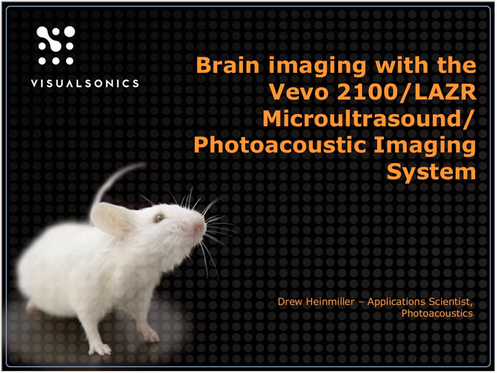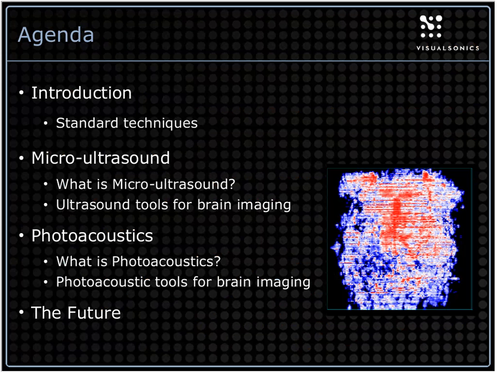Thanks very much, Meena, and thanks everyone for joining today. As Meena described, I'm going to be talking a lot today about brain imaging and how we do brain imaging with the photoacoustic and micro-ultrasound system. As a general agenda, we're just going to start with an introduction to standard brain imaging techniques, then move on to micro-ultrasound, what is it and what are some of the tools we can use for brain imaging, then on to photoacoustics, what is it, what are some of the photoacoustic tools for brain imaging, and we're just going to end with one slide on the future of this, as this is a fairly new application area for us.